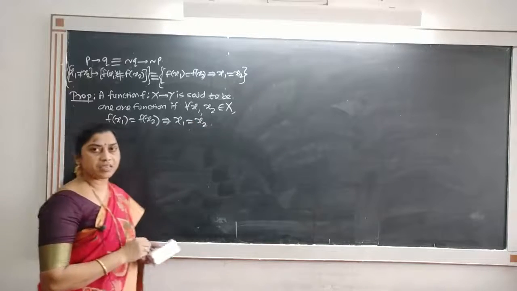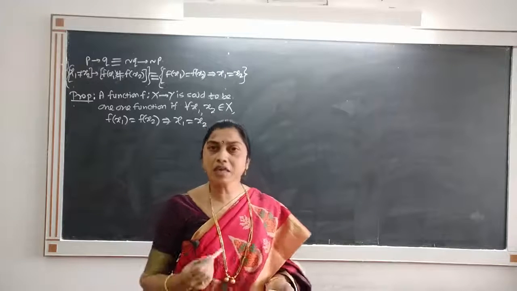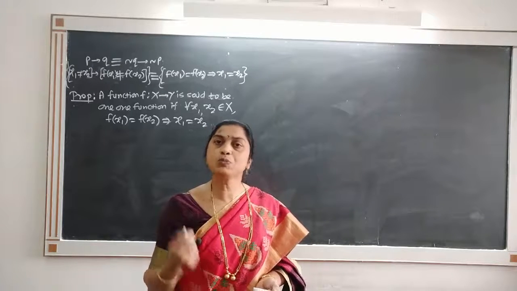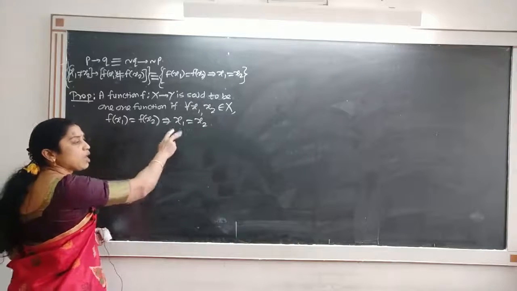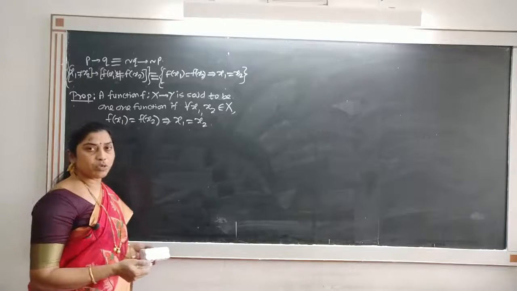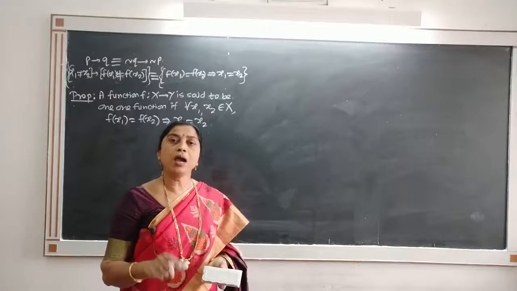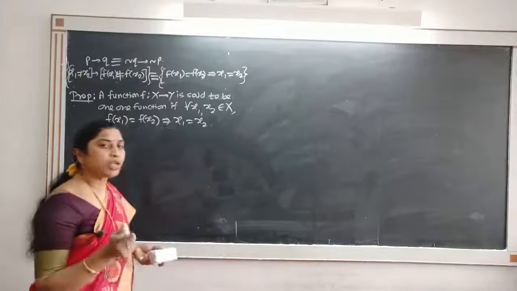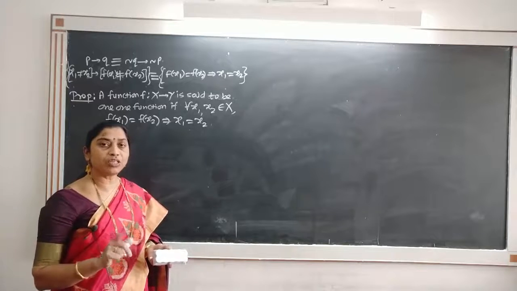So in some cases it is easy to use the definition, whereas in some cases, if you want to prove that it is a 1-1 function, it is easy to use the proposition, that is, start with f of x1 is equal to f of x2 and prove that x1 is equal to x2. In the definition we start with x1 not equal to x2 and prove that f of x1 is not equal to f of x2. So you can use either the proposition or the definition to prove that the function is 1-1.